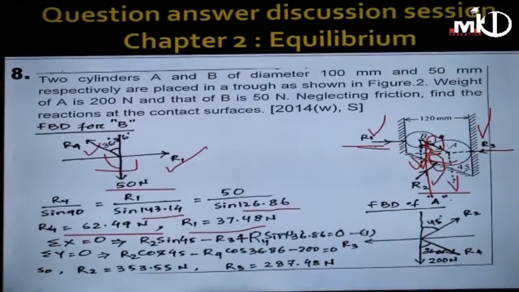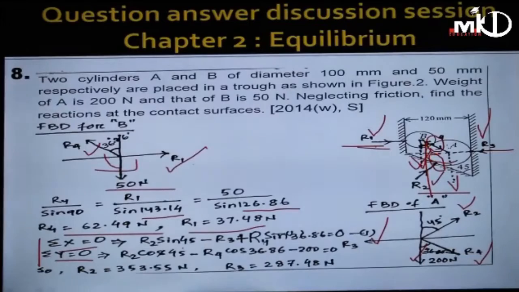So here there are four forces. One is R2, acting like this. W, which is 200 Newton, acting vertically downward. This R3 reaction is acting horizontally. And of course the R4 reaction. So we have four forces, we can't apply Lami's theorem, that's why we have to use the conditions for equilibrium, that is total force along x direction 0, total force along y direction 0.